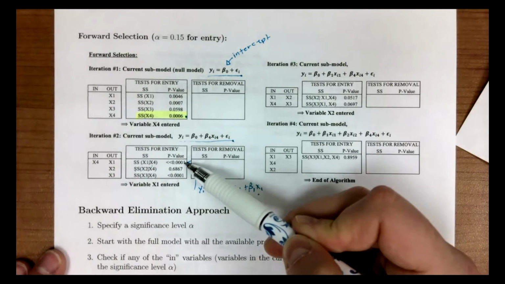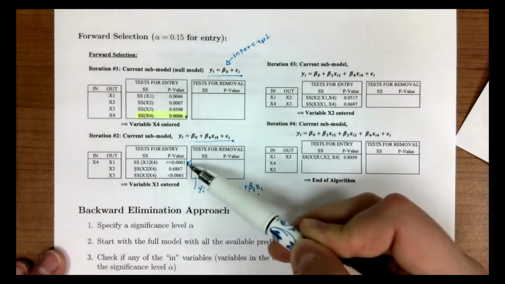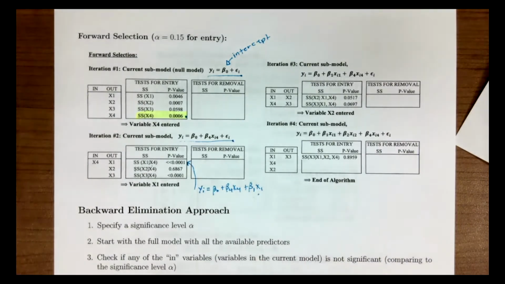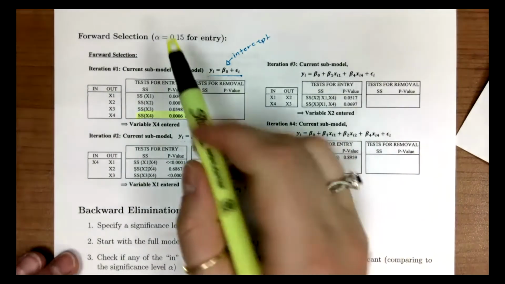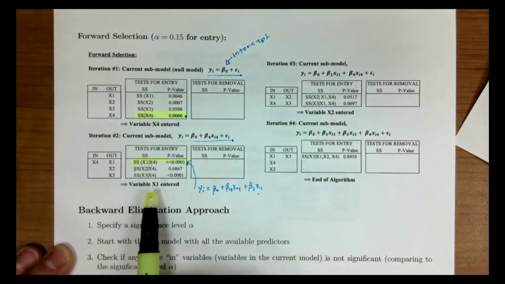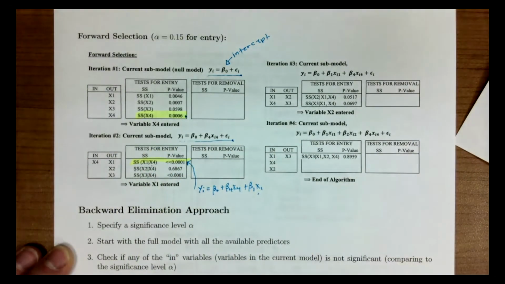We see that this one is smaller. That's why I put the double arrows to tell you that this one was smaller than this one. And so because we have a small p-value and that p-value is smaller than our alpha, this variable, variable 1, now enters our model. Okay, we're going to iterate through this process again.